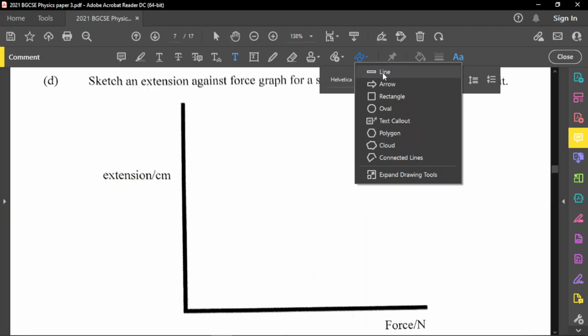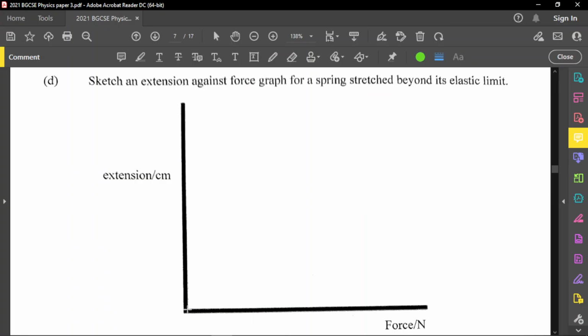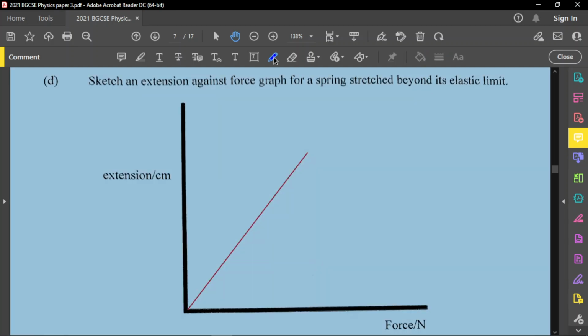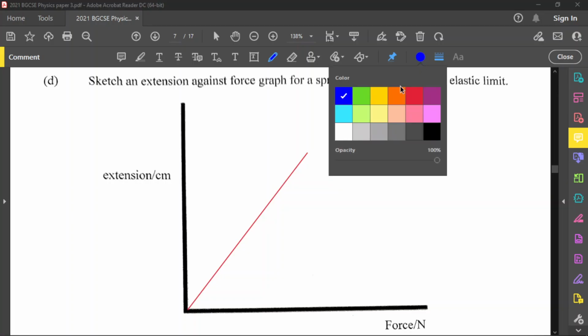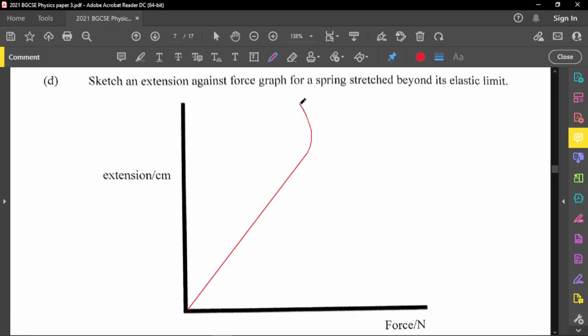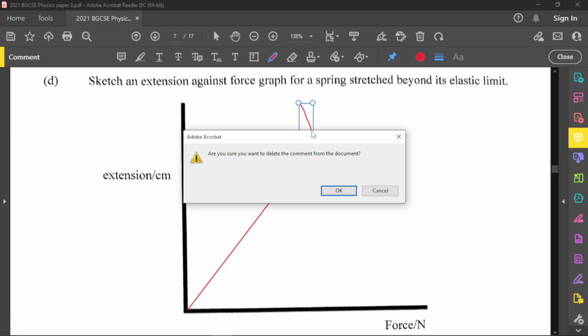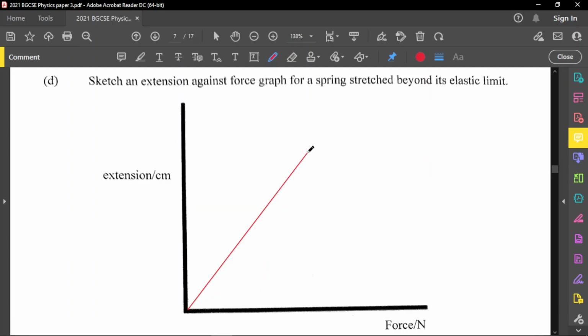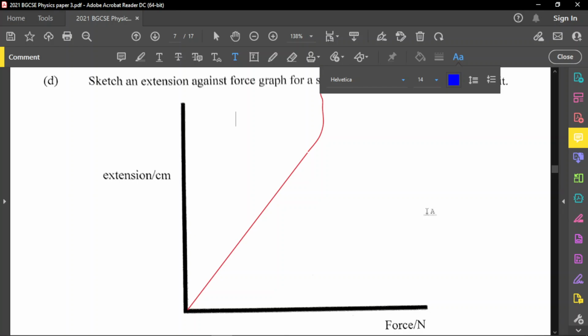So what you're going to have first and foremost is a straight line to indicate that it's obeying Hooke's law first. So it's the line of proportionality. And then because it now extends beyond its elastic limit, you're just going to create a curved kind of line. Mine is a little bit too curved, so yours is not going to curve that much. Let me take that out and put it back in better. So you're going to have something more like that. Awesome. Our graph will appear like that.